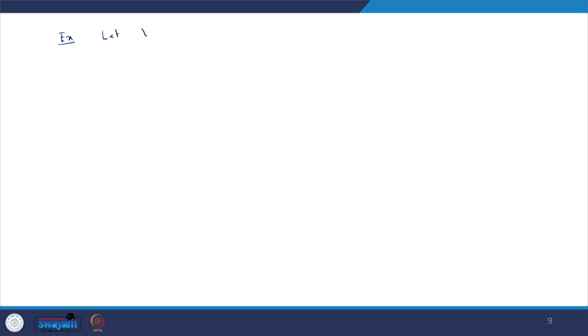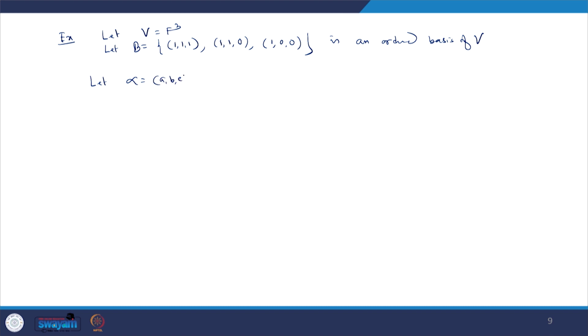So, let V equal to F^3. Let B equal to {(1,1,1), (1,1,0), (1,0,0)}. We can immediately check this B is a basis for the space V. Let me consider this B as an ordered basis of V. Let alpha equal to (a, b, c) belonging to F^3 be any element. Then we want to know the coordinate matrix of alpha with respect to this ordered basis B. Here my first element is this one, second is this one, third is this one.